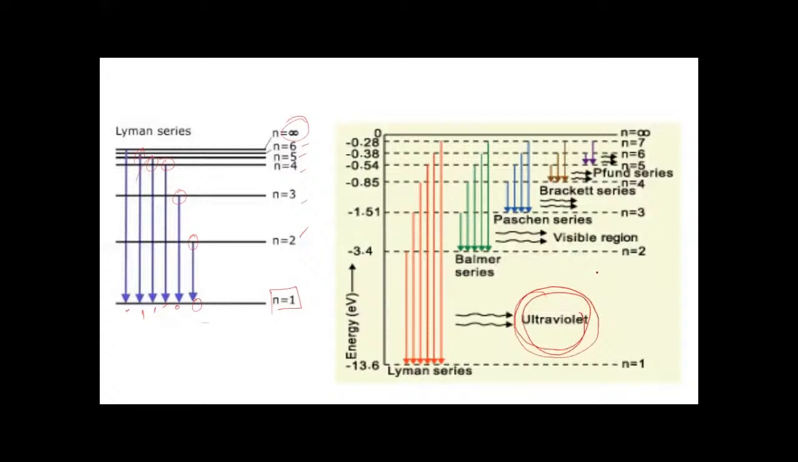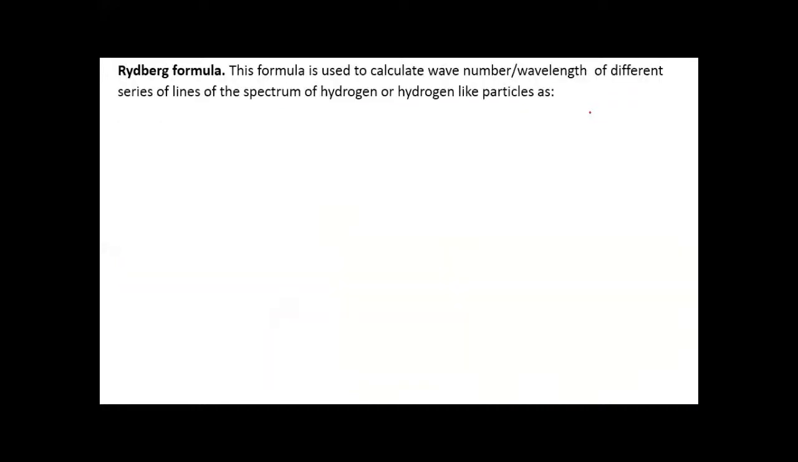Similarly, in the case of the Balmer series, the ground state is N2. In the Paschen series, the ground state is N3. Similarly, for Brackett it is 4, and for Pfund it is 5. So the Lyman series lies in the ultraviolet region, the Balmer series lies in the visible region, and Paschen, Brackett, and Pfund all lie in the infrared region. Okay, now we will proceed. This is the Rydberg formula.